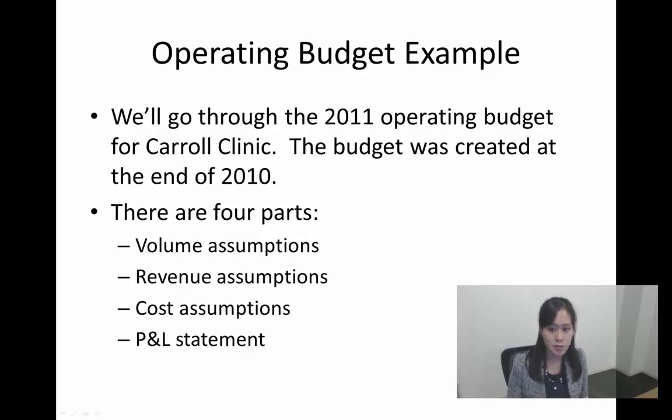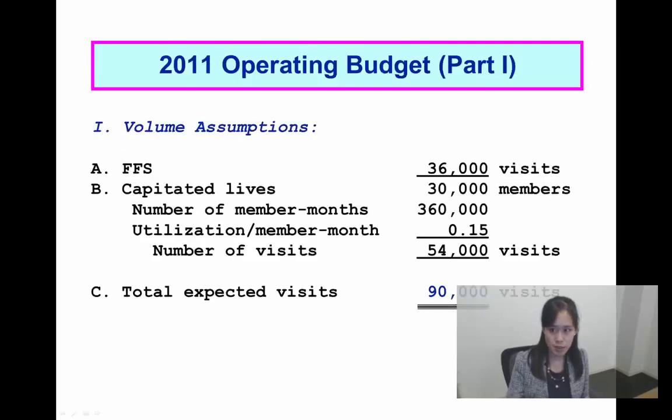You have to make volume assumptions, revenue assumptions, cost assumptions, and after those 3 assumptions are made, you can finally generate your profit and loss statement. If you'll recall from the first video this week, the volume assumptions you make end up being components of the statistics budget. The revenue assumptions end up being the revenue budget. The cost assumptions end up being the expense budget. And finally, the profits, which are a combination of everything, form the operating budget. So the first step is to make volume assumptions.